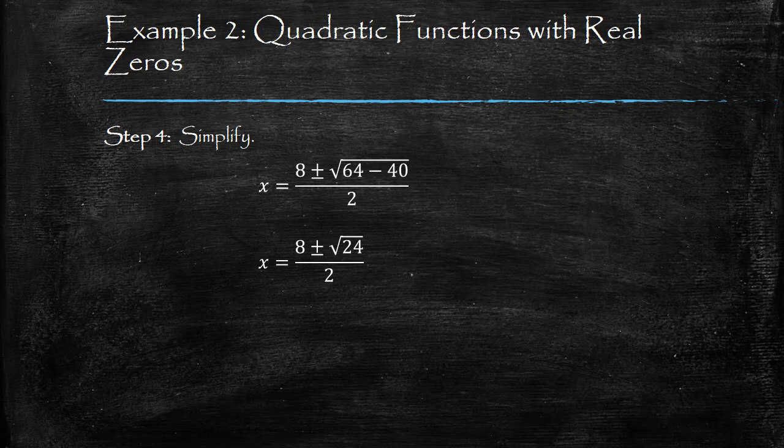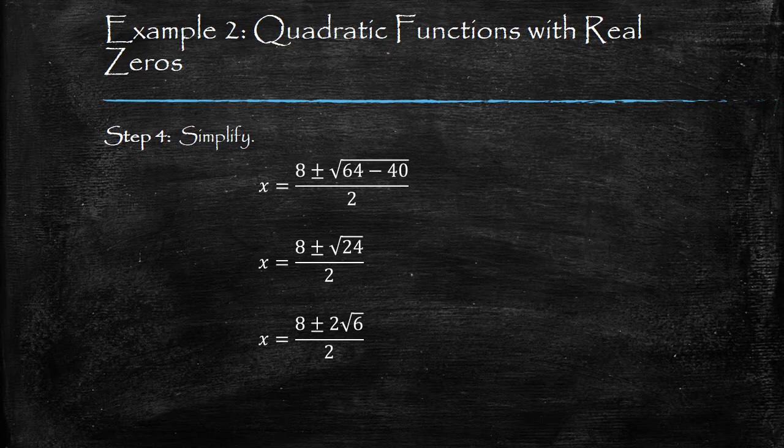Square root of 24 has a perfect square in it. Okay? So when I simplify that down, it's 4 times 6. Square root of 4 times square root of 6. Square root of 4 is 2. All right, that's where the 2 comes from. So 2 square root of 6. Last step, keep simplifying. Not quite done yet.